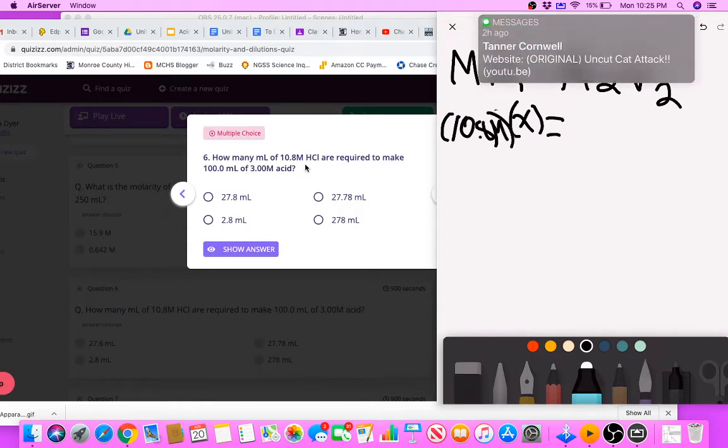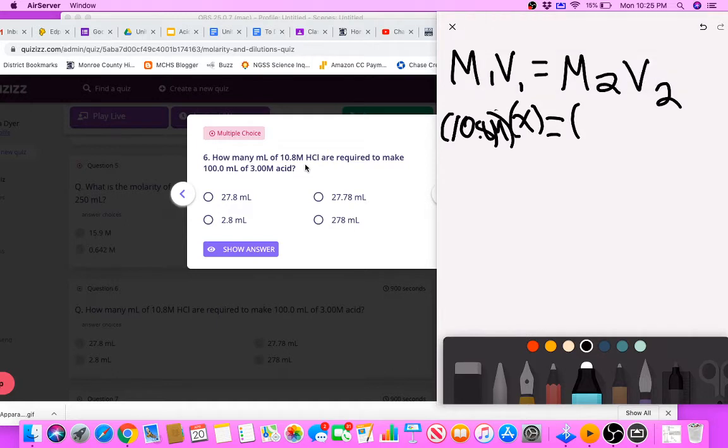Is equal to... the second solution is 100 milliliters of 3.00 molar. So 3.00 molar times 100 milliliters. Okay, so now we've got to solve for X.